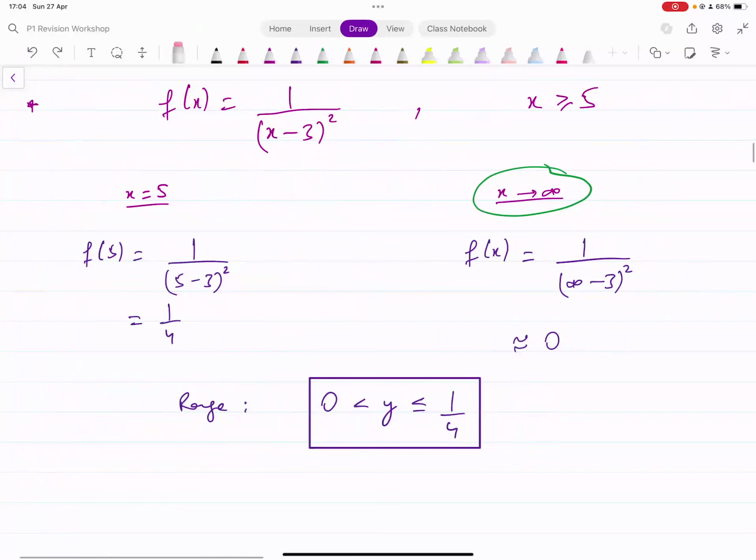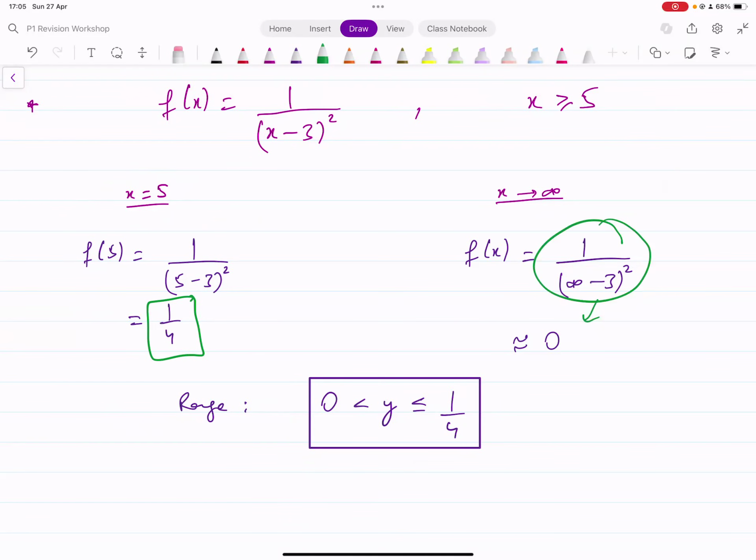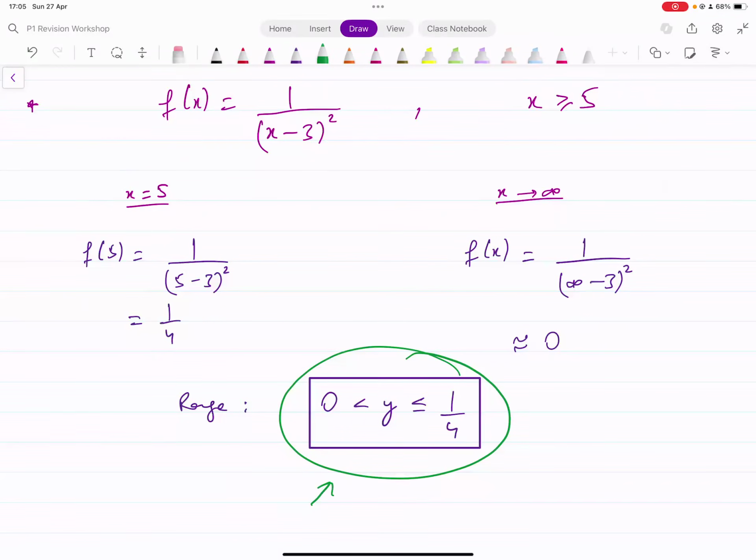Now, what happens at 5? We can just input 5 in the function, and that gives us 1 over 4. What happens at infinity? When you have infinity in the denominator like this, the number is going to approach 0. So you get 0 from that. So the endpoints that you're getting for the range here are from 0 to 1 over 4. So that's the range that we write here.